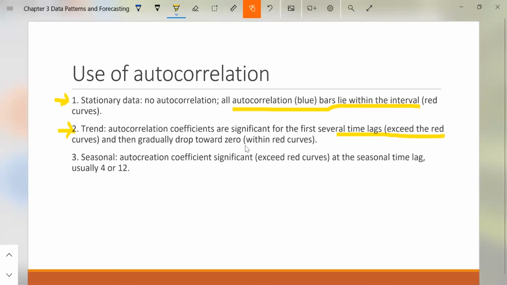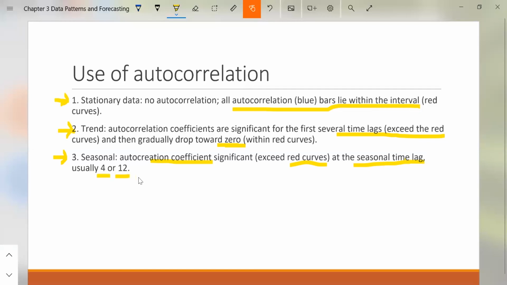And then the blue spikes will decrease gradually towards 0. Now, thirdly, if there's seasonality, then we would observe that the autocorrelation will be significant, and actually very significant, at the seasonal time lag. In other words, that blue spike at the seasonal time lag will be very high, higher than the previous one, higher than the one afterwards, and also exceed the red curves, exceed the confidence interval.